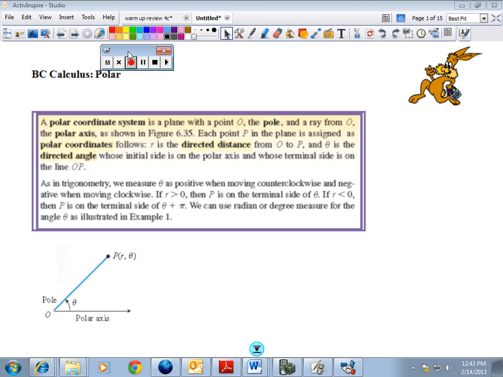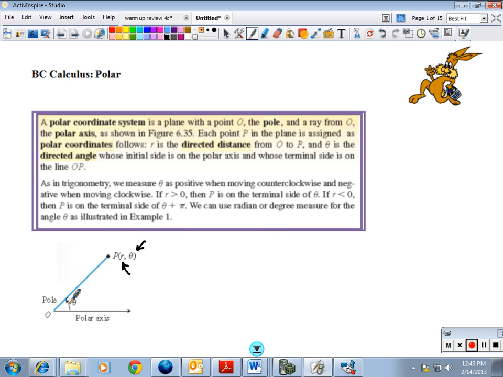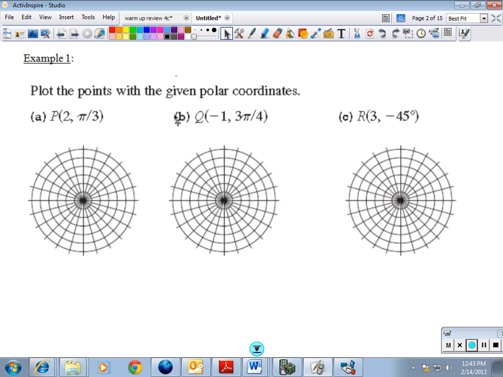Okay, BC Calculus, polar. If you recall from pre-cal, polar is a completely different way of graphing things. It's not in x and y anymore, it's in r, comma, theta, where r is the radius and theta is the angle. So let's plot a few points. We're going to plot 2 comma pi over 3. Well, what we would need to do is go to pi over 3, which is somewhere in here. This would be pi over 4, pi over 6, pi over 3 is somewhere up here.